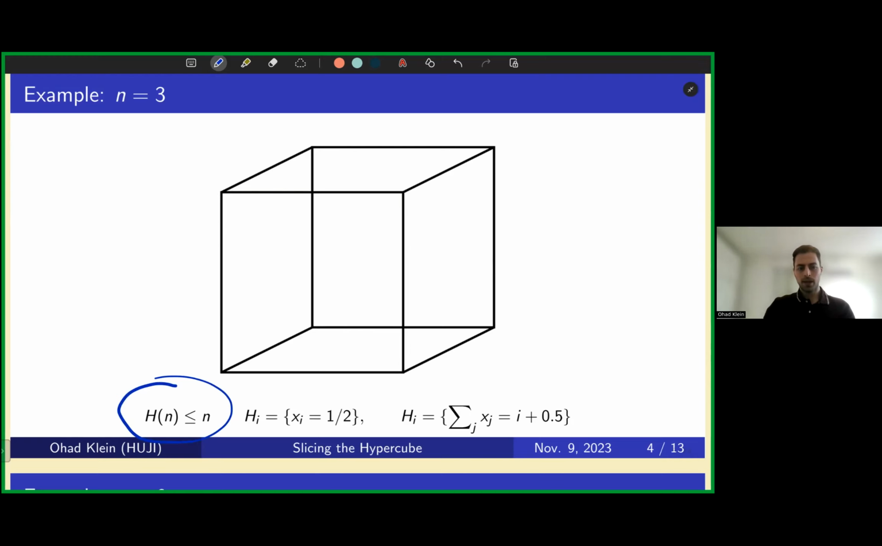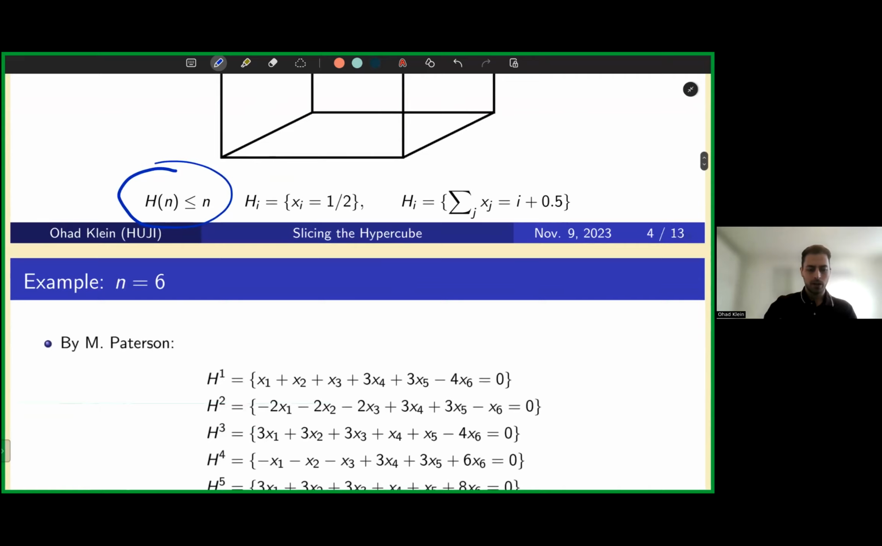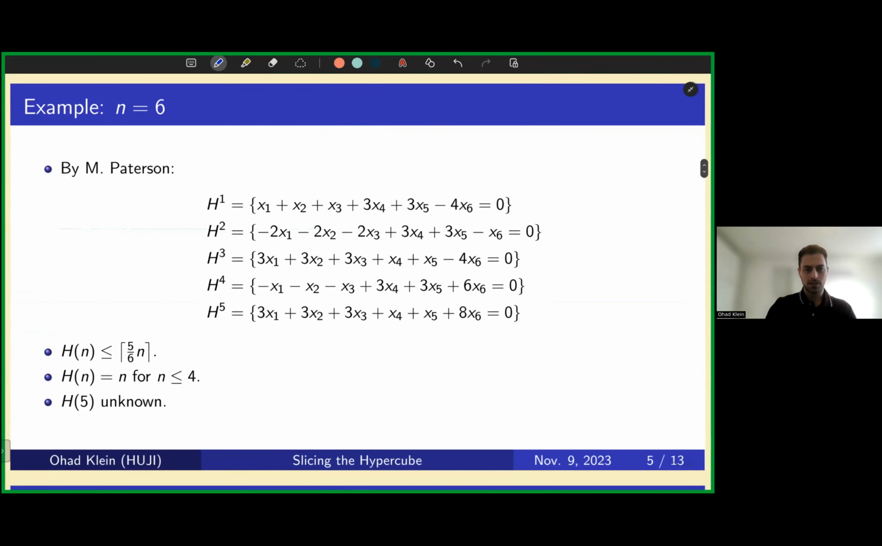Now, if we play a little bit with this problem, it is not clear at all that h of n can be smaller than n. However, if we go to dimension 6, then there is a configuration of 5 hyperplanes that dissect all edges. Now, if you blow this example up to larger dimensions, we can see that always h of n is smaller than 5 over 6 times n.